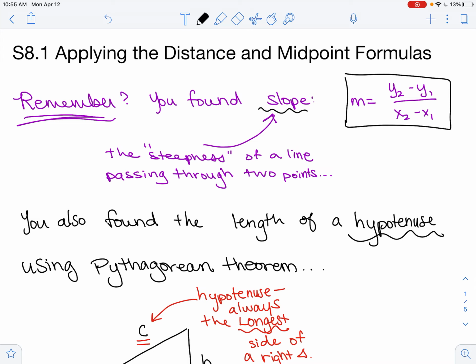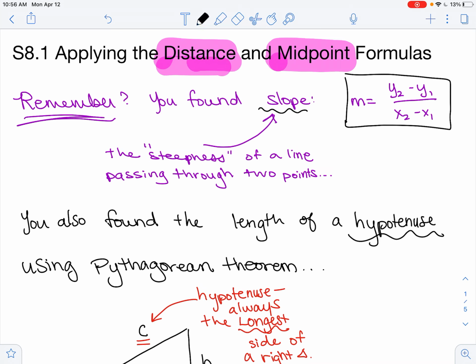Today we're talking about applying the distance and midpoint formulas. So you may have seen these before, but hopefully this isn't something that's brand new to you. If it is, that's okay. We're going to go over it and we're going to learn it. And let's start diving in.